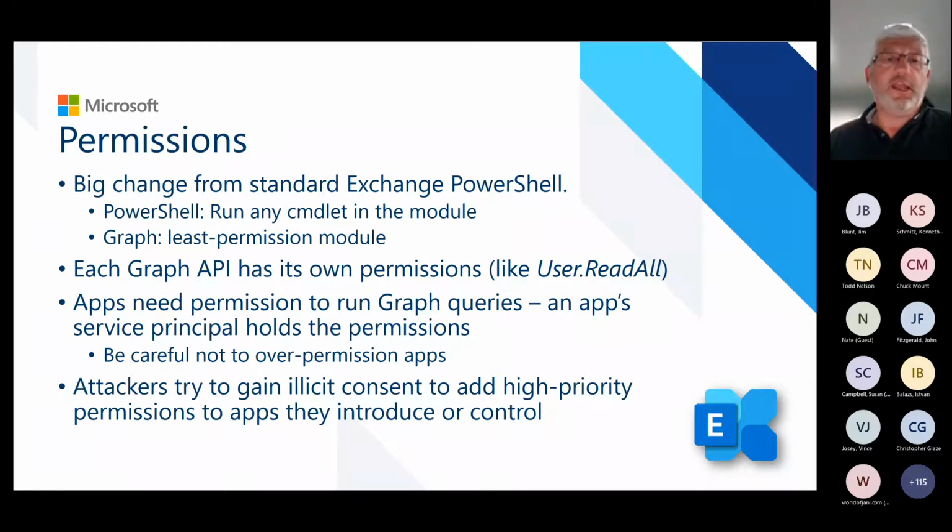Then every graph API has its own permissions, like User.Read.All, which is the permission to read all the user information in the tenant. Apps need permissions to run graph queries. If you try and run a graph query without having the right permission, boom, it's just going to fail. And the registered app that you use, its service principal holds those permissions.